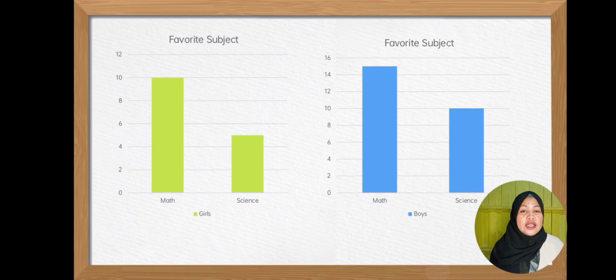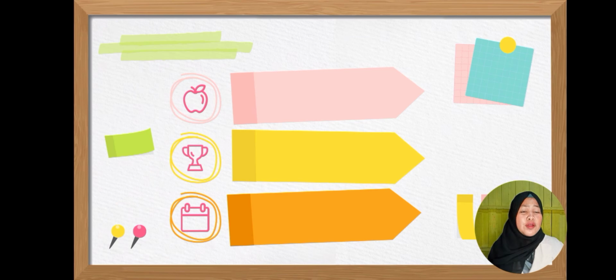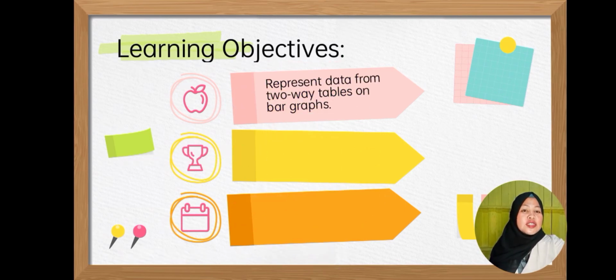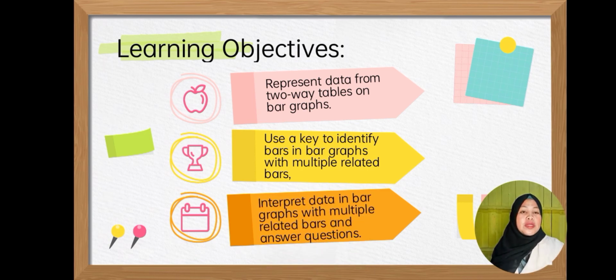So today's lesson is all about the double bar graph. Today we will be tackling the double bar graph. Okay? Before we proceed to our discussion, let's read together the learning objectives. At the end of the lesson, the students represent data from two-way tables on bar graphs. Use a key to identify bars in bar graphs with multiple related bars. Third, interpret data in bar graphs with multiple related bars and answer questions.